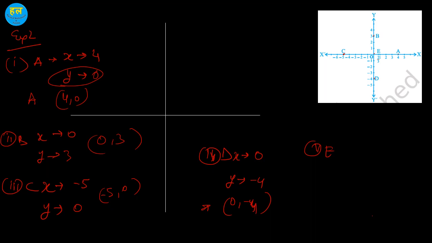E. For E, x and y. We can see that it is on the right side of the origin and it is at 2/3. And on the y-axis it is on the origin line of x, therefore it is 0. So it will be 2/3, 0. This is the coordinate of E.